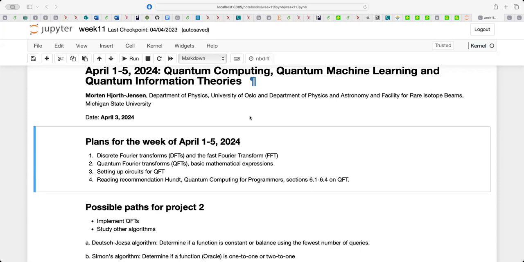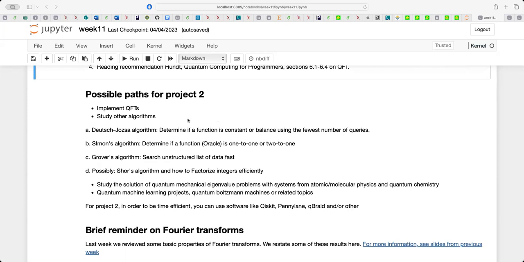So we discussed also before the break possible paths for project 2. And one of these could actually be to study the quantum Fourier transforms and look at the phase estimation algorithm as a way to calculate the energies of a quantum mechanical system and compare that with what you did with the VQE. So one of the reasons why this algorithm, the phase estimation algorithm, is not used is that the circuits tend to become very long.